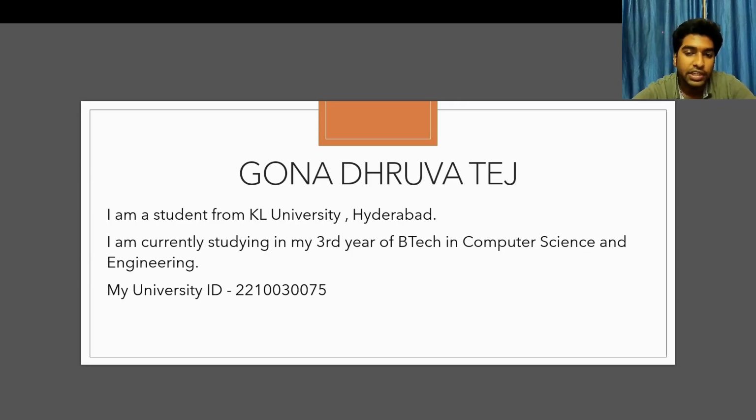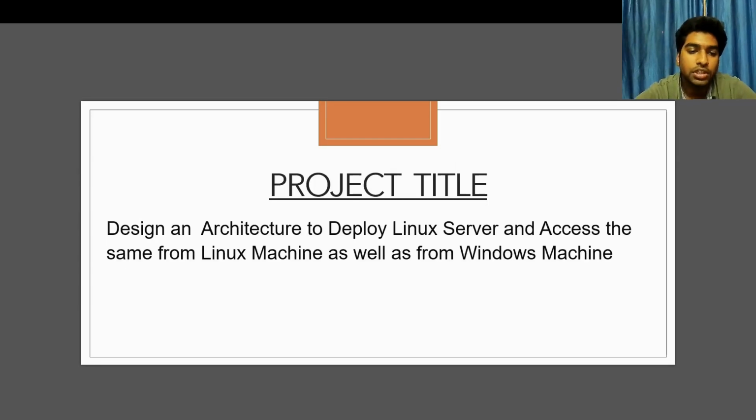So in this year, I have selected a course called Cloud Infrastructure and Services. In this course, we have been assigned a project. My project is to design an architecture to deploy a Linux server and access it from the same Linux machine as well as from a Windows machine. So, in simple terms, I need to build a cloud-based Linux server that we can access from both Linux and Windows machines. This architecture is designed to support cross-platform accessibility, which is essential for any robust cloud infrastructure.